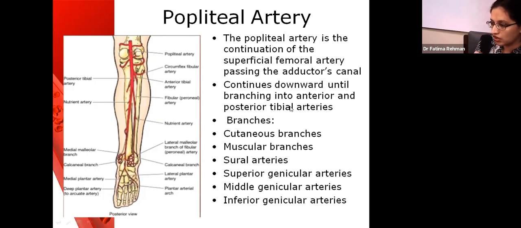Which muscles? By means of the sural arteries. There are small unnamed branches, as well as the sural artery, which is a named branch of the popliteal artery. Now these branches, the unnamed muscular as well as the sural arteries, are associated with giving of the blood supply to the triceps surae.